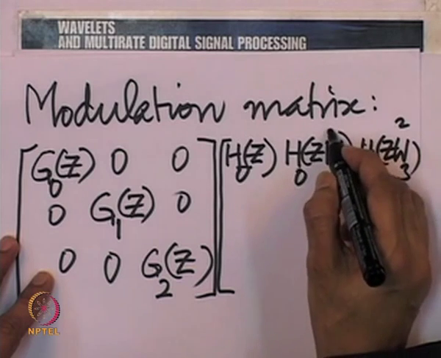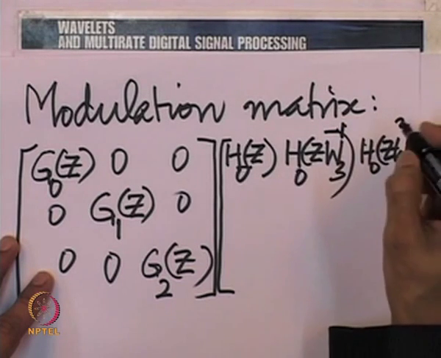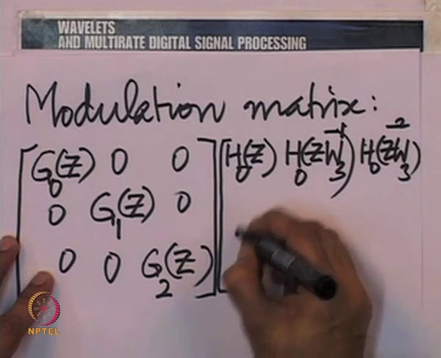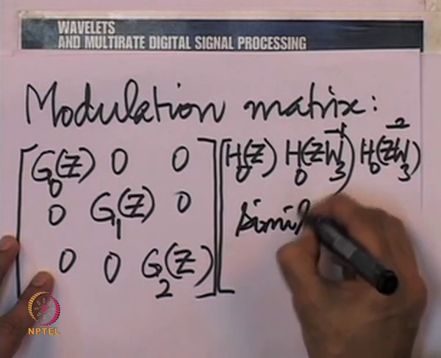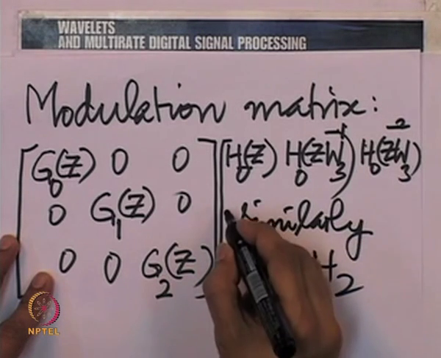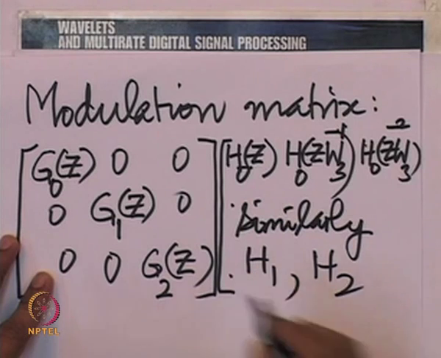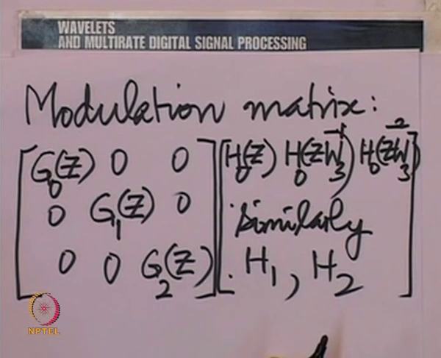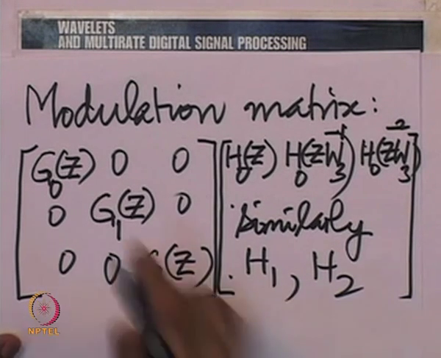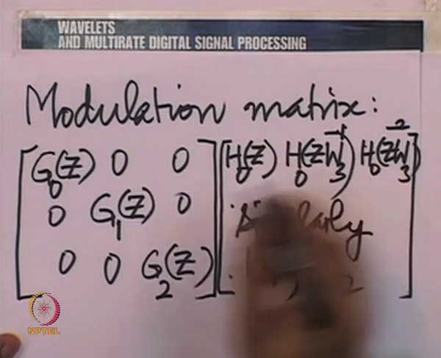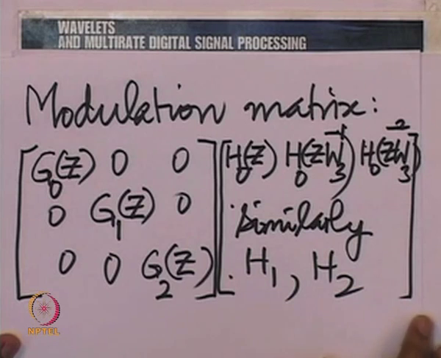W3, H0z, or if you like W3 inverse, and H0z W3 to the power minus 2. Similarly, H1, H2 in the column second and column third here. What we would then desire, of course, G0z multiplies each of the first row, G1z the second row, and G2z the third row.